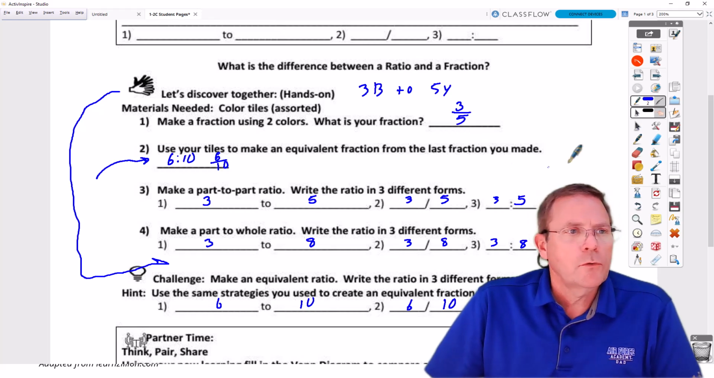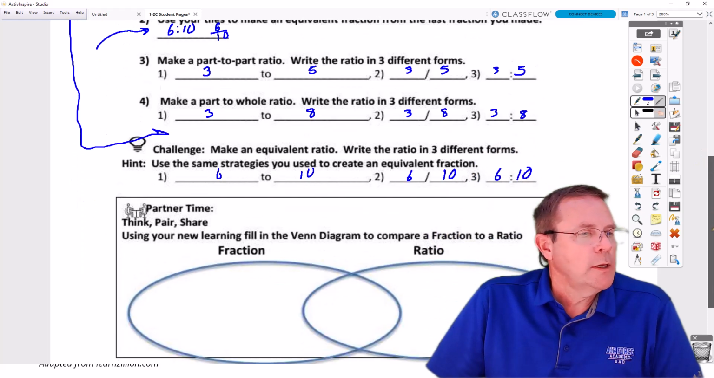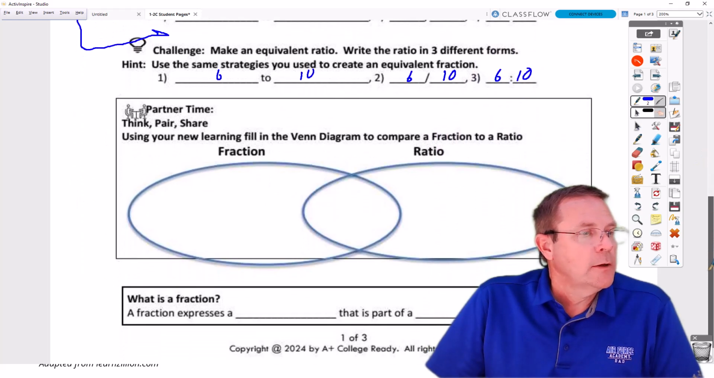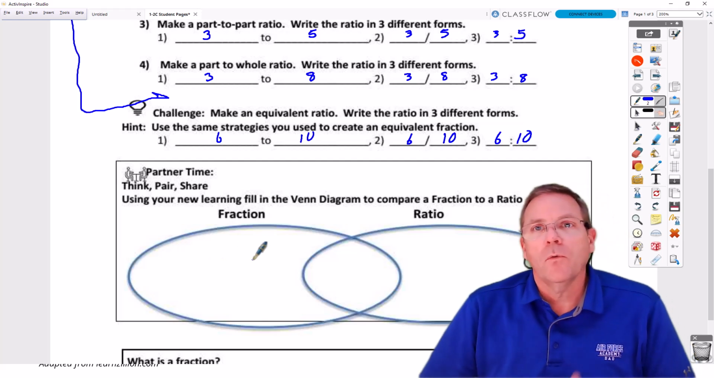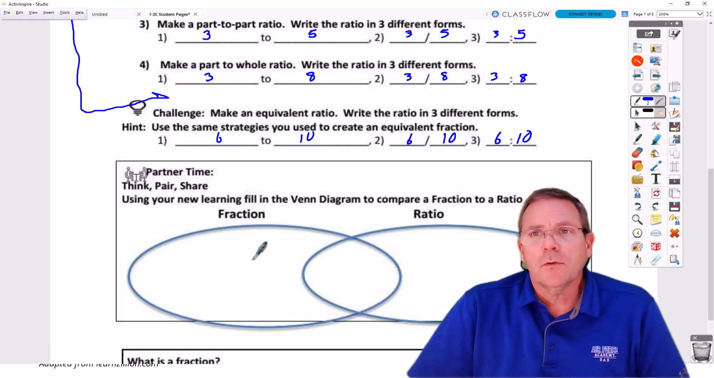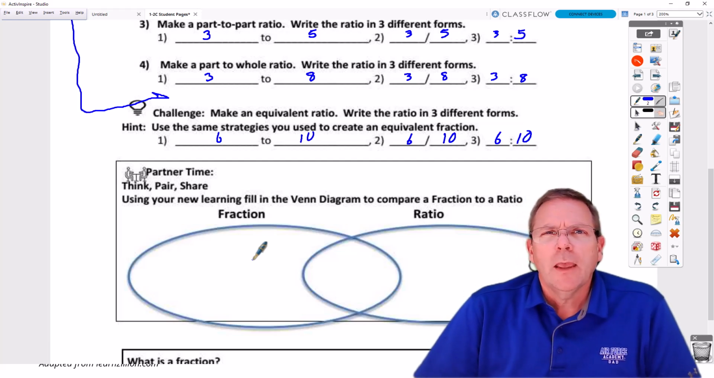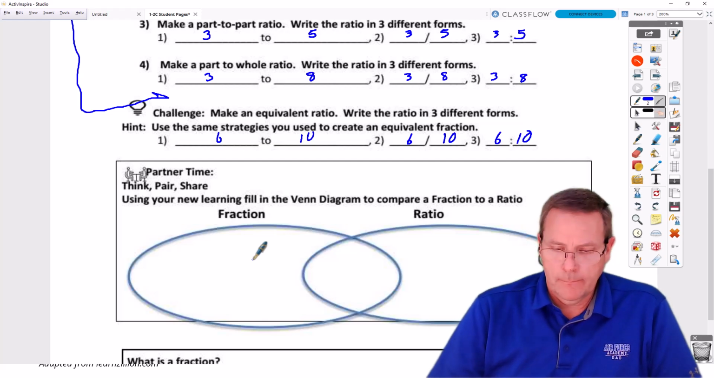Now you and your friend, whoever's in your table group with you, you're going to work together to fill out this top part here, where you're going to think about what some things are that represent a fraction and what some things are that represent a ratio, and where they overlap. What do a fraction and a ratio have in common? So go ahead and pause your video and work on that right now, please.